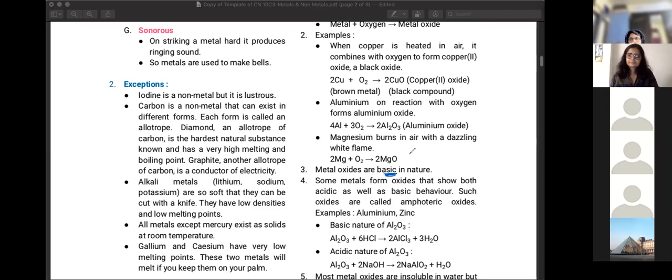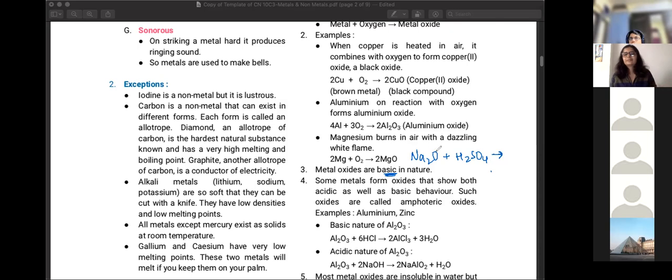So it would be sodium oxide plus sulfuric acid. Okay. Gives Na2SO4 plus H2O. Very nice.